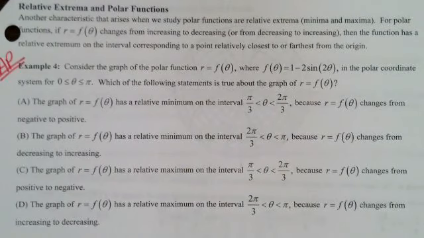All right, so here we've got relative extrema and polar functions. We have this thing that says another characteristic arises when we study polar functions. If the relative extrema for polar functions, r equals f of theta, changes from increasing to decreasing or from decreasing to increasing, then the function has a relative extremum on the interval corresponding to a point relatively close to or furthest from the origin. Oh my gosh, that is a mouthful of words, right?